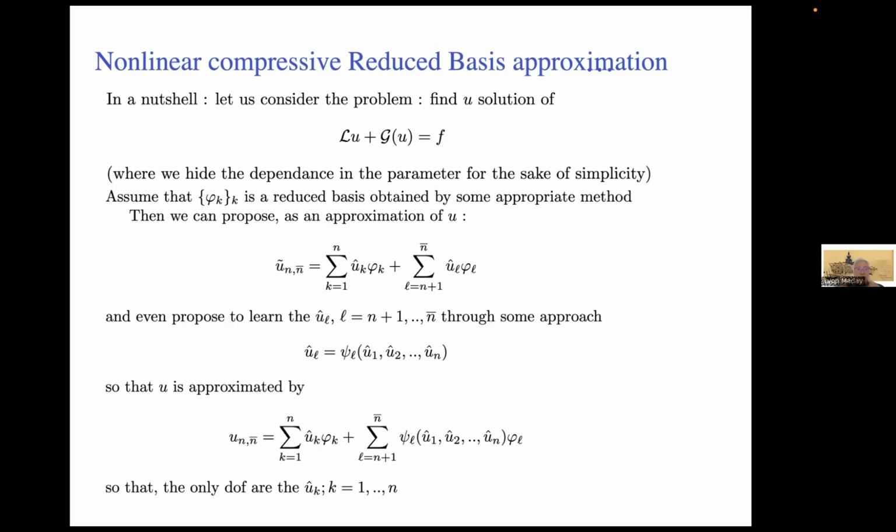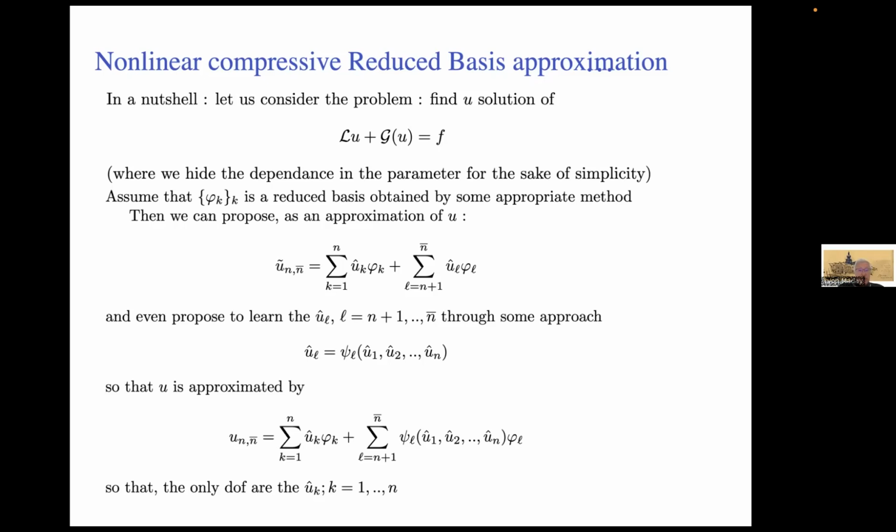Okay, so I learn this process in an offline stage, and then I propose an approximation u of n and n bar, which is the sum of the u at k phi k from k equal 1 to n, where the degrees of freedom are the u at k from k equal 1 to n, plus the complement of information, which is very important due to the Kolmogorov N-width which is large, but where the coefficients are expressed only from the degrees of freedom, k going from 1 to n, as we saw previously.